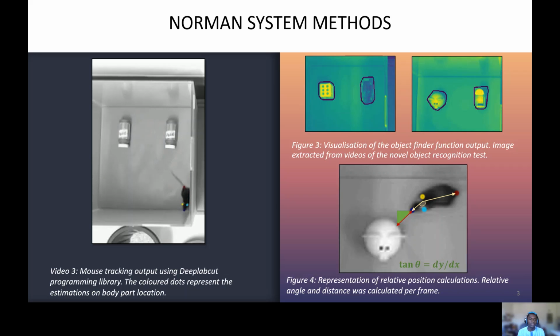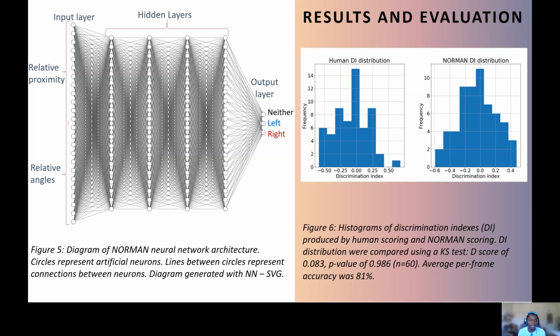Next, I created some relative position calculations, and this was to integrate the DeepLabCut tracking with the object localization on a per frame basis. This information was used alongside a trained human analysis of the novel object recognition test. I used this to create a neural network and train it to give it an intuition of interaction between a mouse and an object.